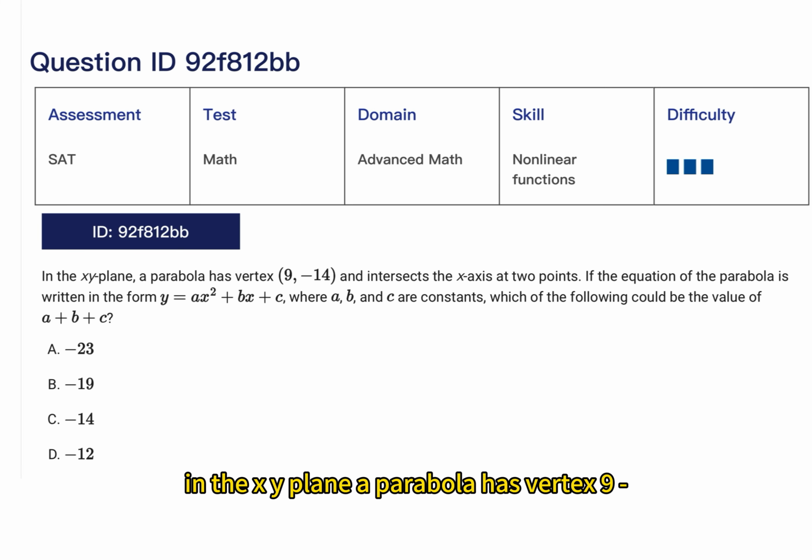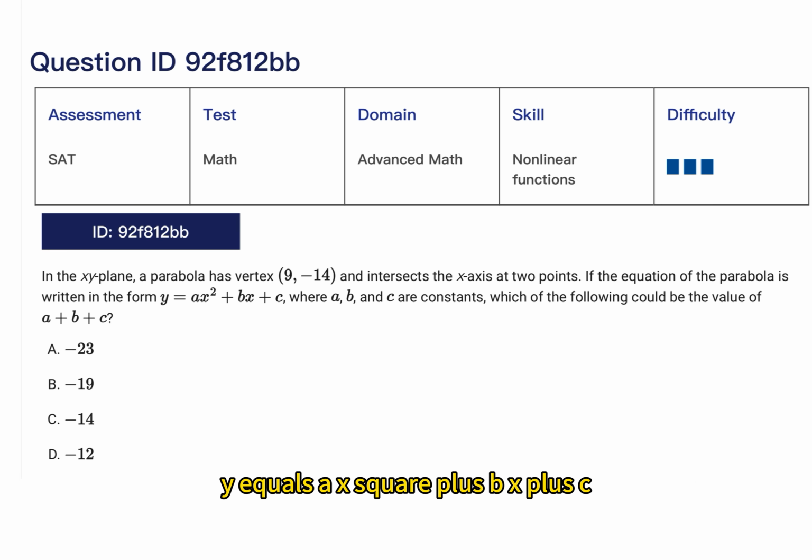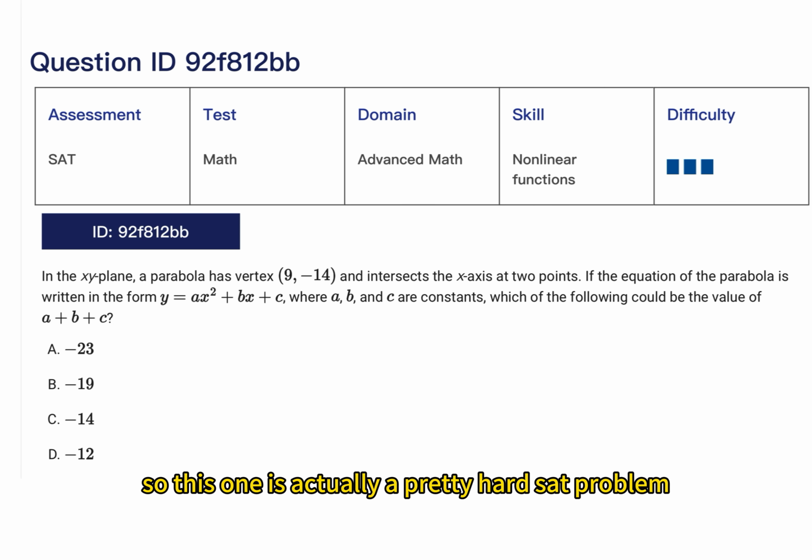In the xy plane, a parabola has vertex (9, -14) and intersects the x-axis at 2 points. If the equation of the parabola is written in the form y = ax² + bx + c, where a, b, and c are constants, which of the following could be the value of a + b + c? So this one is actually a pretty hard SAT problem.